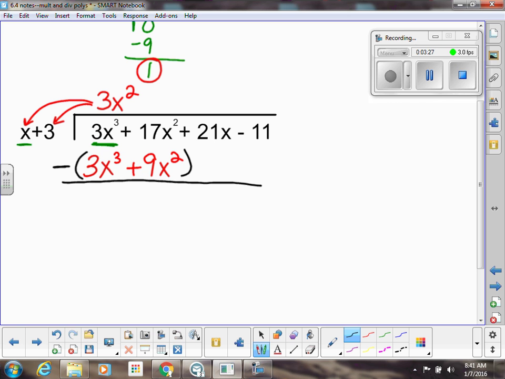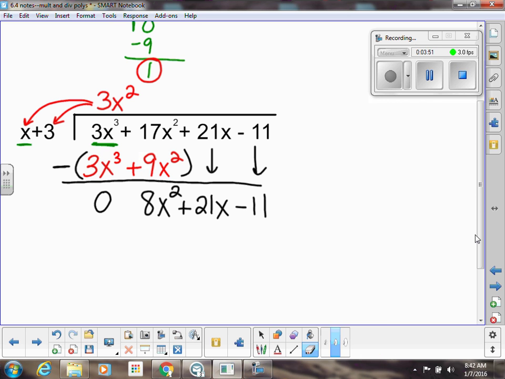So if I do 3x cubed minus 3x cubed, that's just 0, right? That's nothing. And then if I do 17x squared minus 9x squared, that would give me 8x squared. Now, since I don't have anything to subtract from the 21x or the 11, I just bring those down, just like I would with my whole numbers. And then I repeat this process. So I'm going to erase this first 0 since that's nothing.